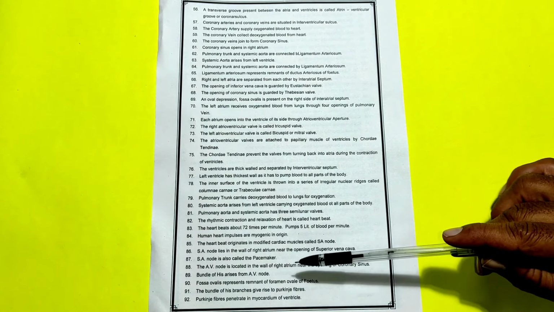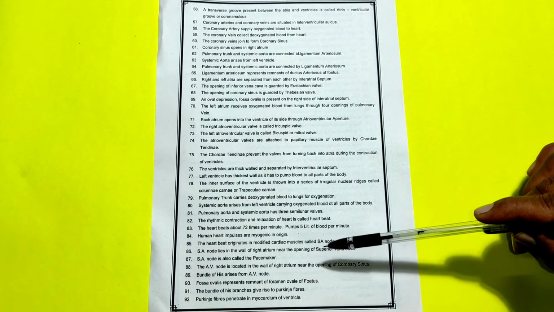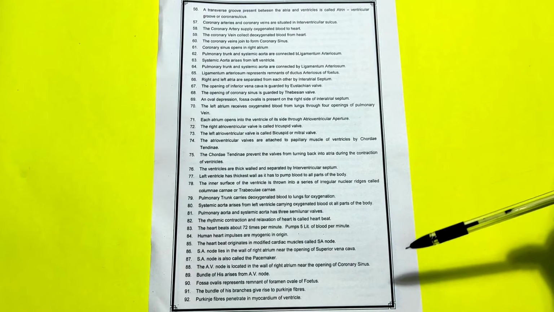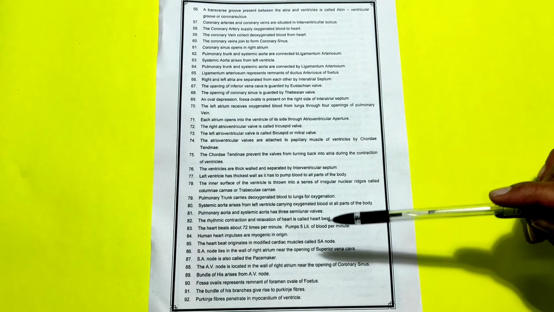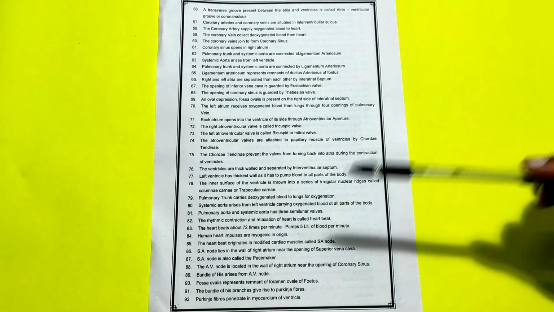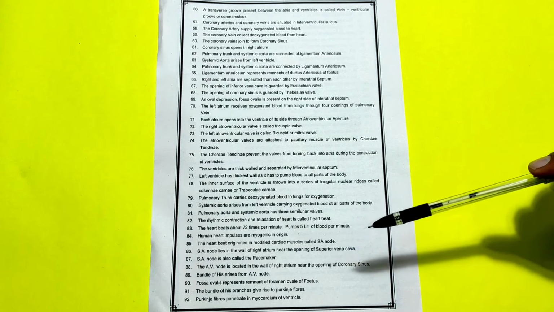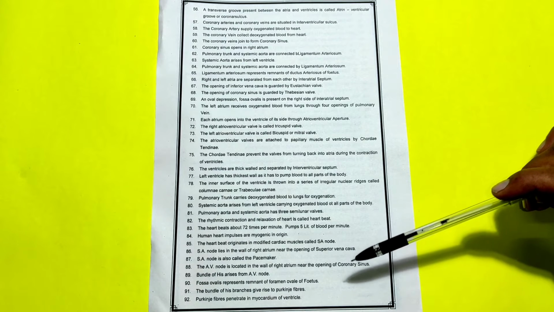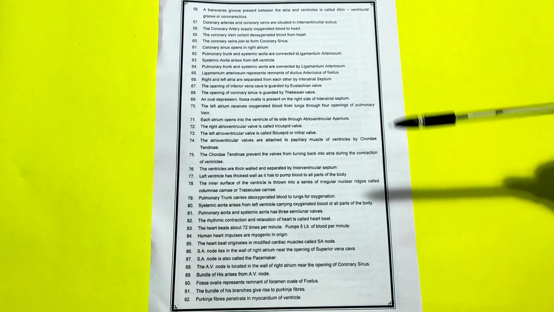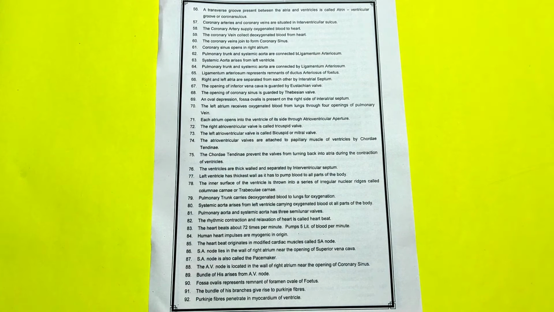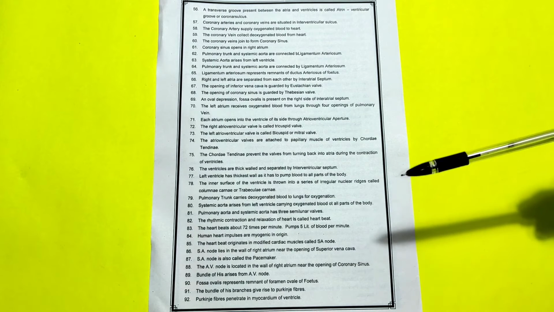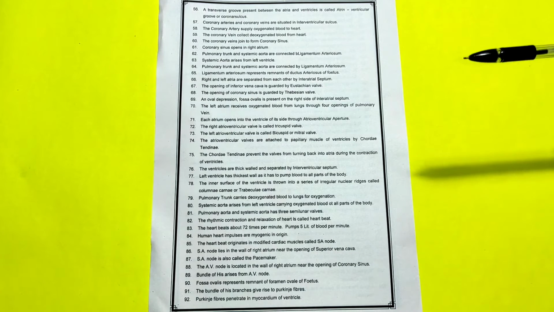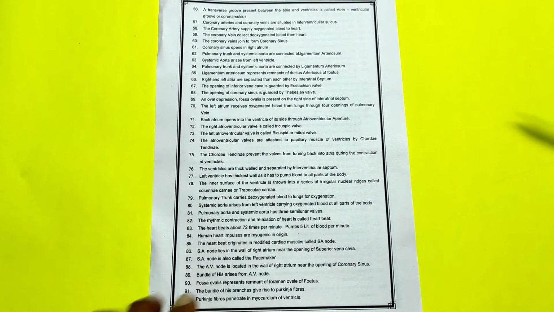The AV node is located in the wall of right atrium near the opening of coronary sinus. Bundle of His arises from AV node. Fossa ovalis represents remains of foramen ovale of foetus. The bundle of His branches give rise to Purkinje fibers. Purkinje fibers penetrate in myocardium of ventricles.